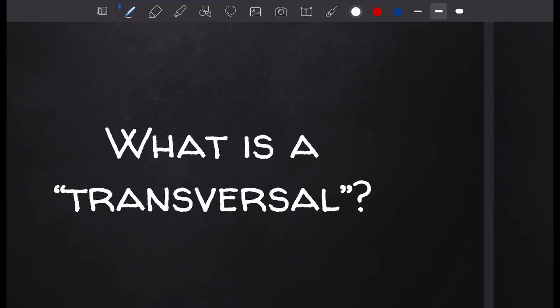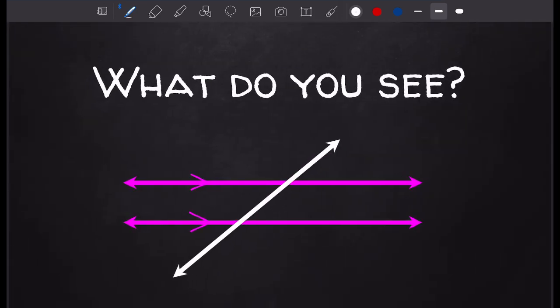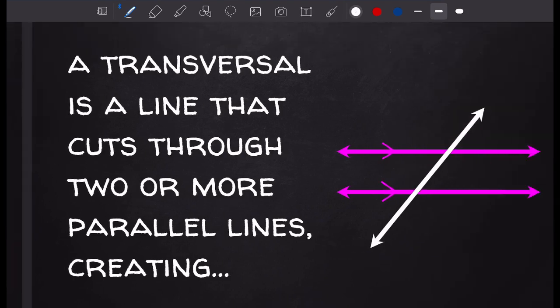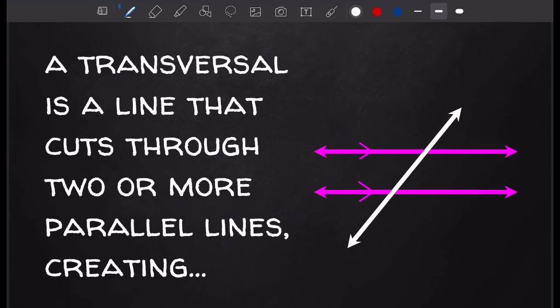So what is a transversal? You see two parallel lines here, okay? Let's call this A and B. A and B are parallel lines. And what happens? You have line C that intersects, meaning it crosses over lines A and B, okay? So that is what a transversal is.